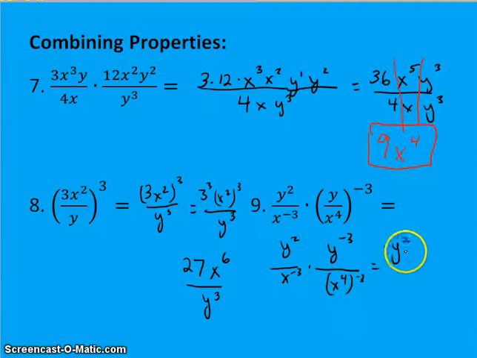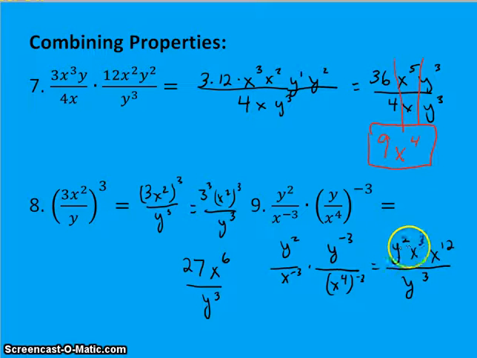Now x to the negative third, I can bring that up top and make it x to the positive 3. Here's y to the negative third, so I'm going to bring that to the bottom. And then it becomes positive, so I got to get rid of the negative there. And then this is going to be a power to a power, so it's going to be x to the negative 12. So I can write it up top, make it positive 12.